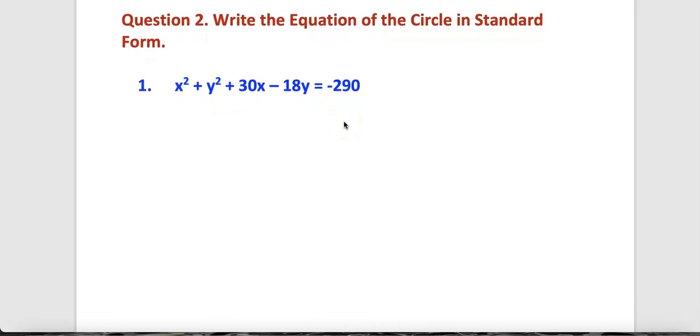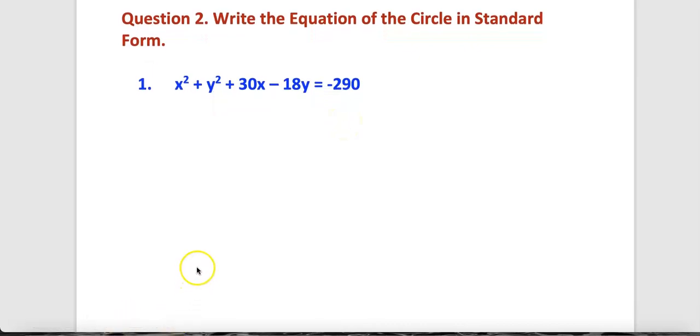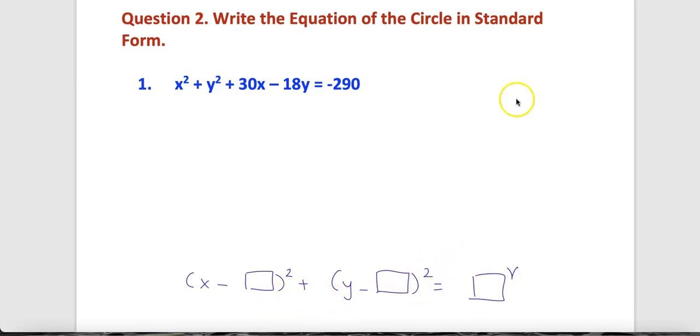So what you have to understand over here is your final answer should look like this: (x minus h) square plus (y minus k) square is equal to r square. So this is yours, and this should be your answer over here. So this is your h, that's your k, and that's your r over here. So what we should do over here, we will be using the method which is called completing the square, which you learned in your previous class.